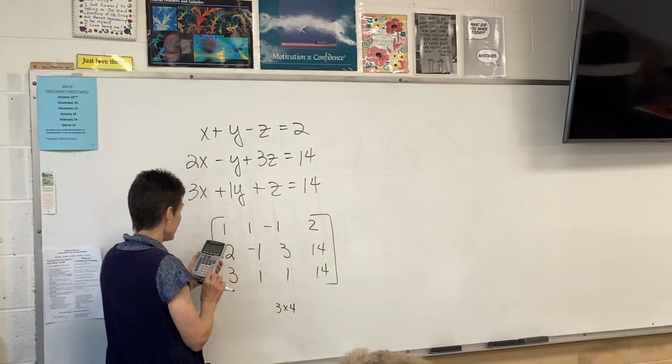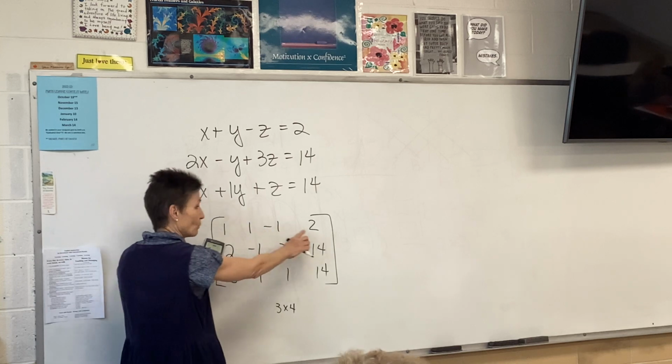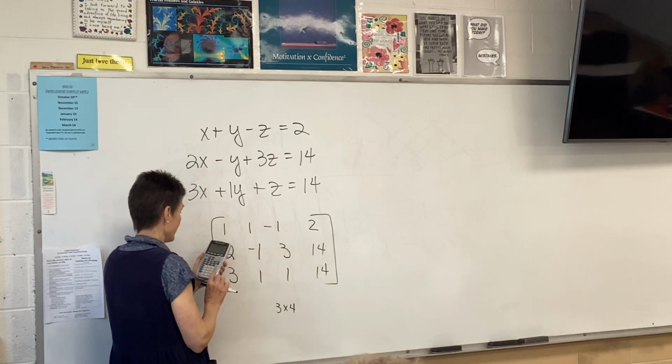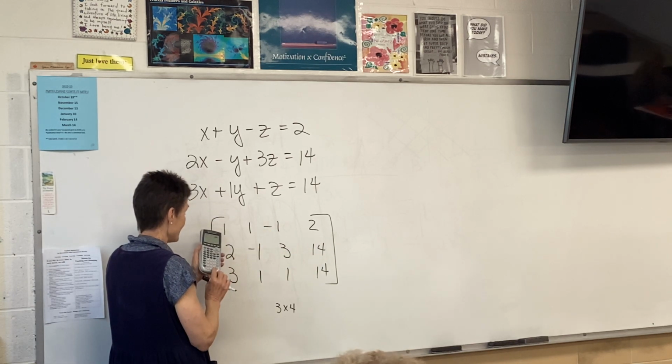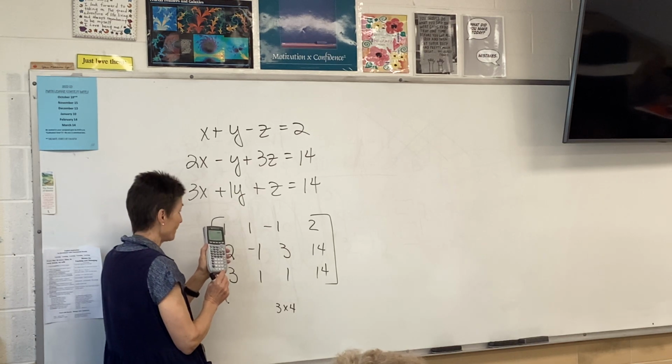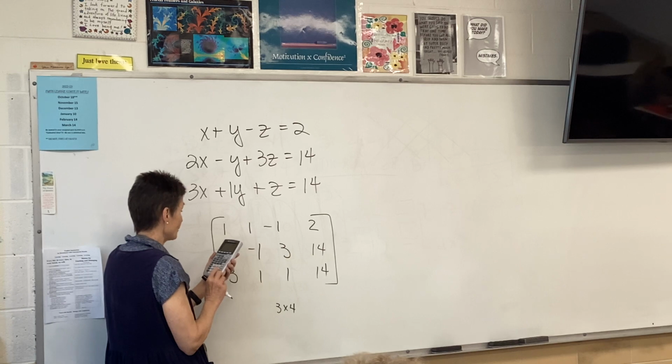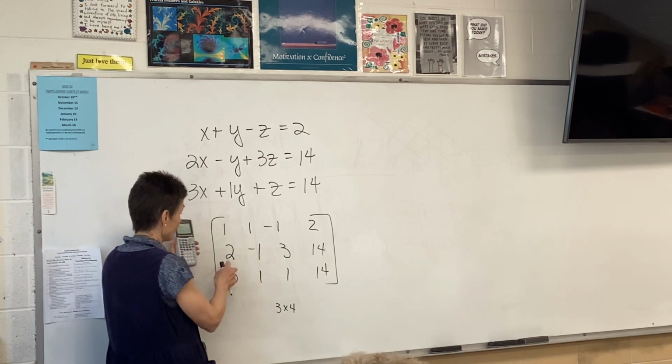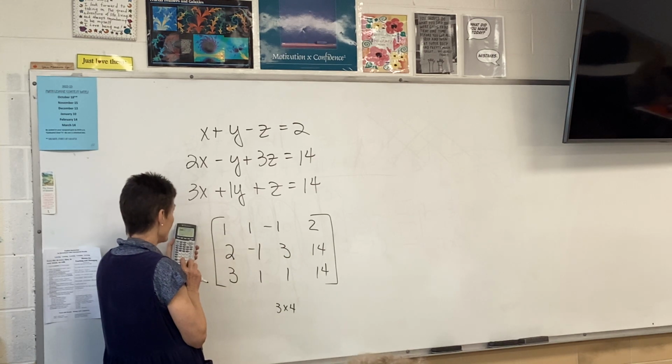So 1, enter, then it moves across. Then 1, enter, then -1, make sure you're using your negative button down here at the bottom. Enter, and 2, enter. Then it brings you down here, you type in that row. 2, -1.